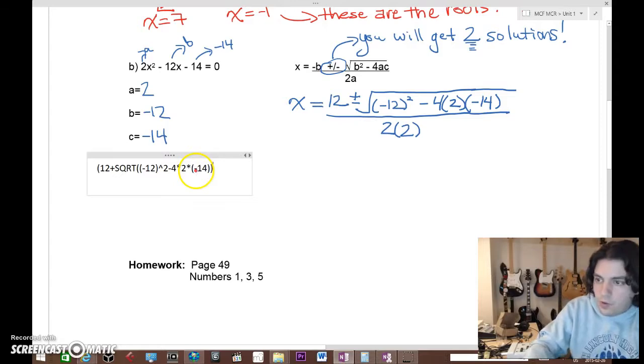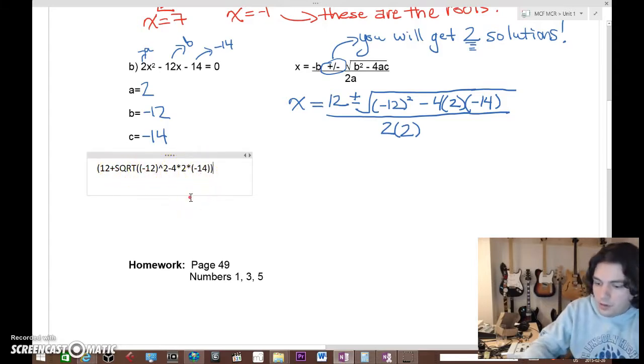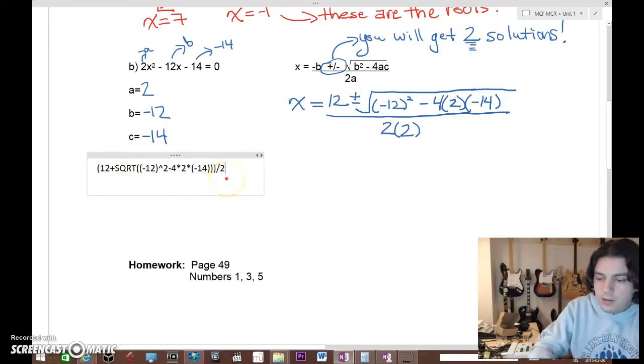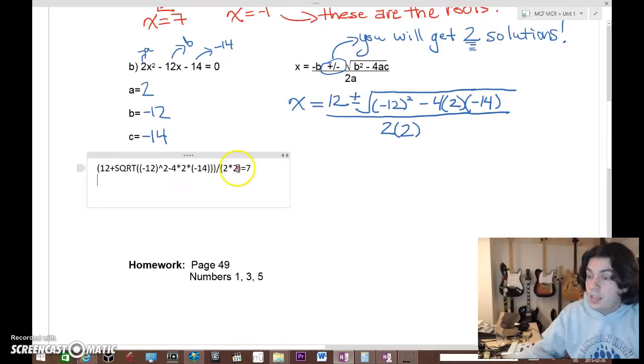And then I have to close a bracket because all of that was what was being square rooted. So if you look, I've now got 12 plus square root of all this stuff here. I'm going to close the whole bracket for the top. And I'm going to divide by 2 times, I need to open a bracket for that, 2 times 2, close the bracket, equal sign. And if I've done this right, it gives me an answer. Good, and it did. And the answer it gave me was 7.